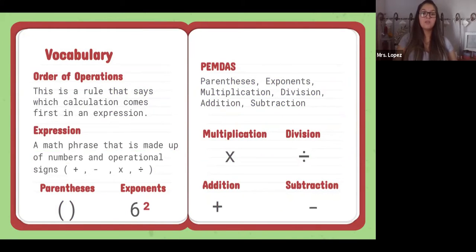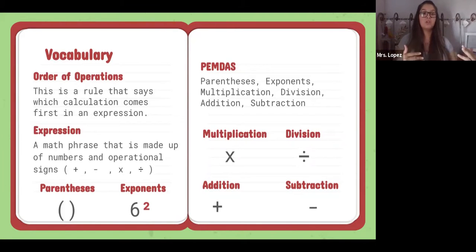We have three main vocabulary words and then our operational signs as well. The order of operations is a rule that says which calculation comes first in an expression. And an expression is a math phrase that is made up of numbers and operational signs. So that is like 5 plus 2, that is an expression. And the order of operations will tell us how to calculate an expression as they get bigger.